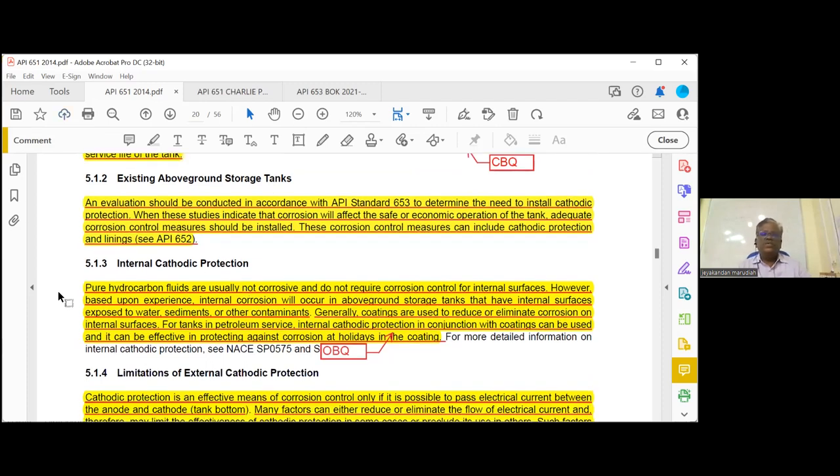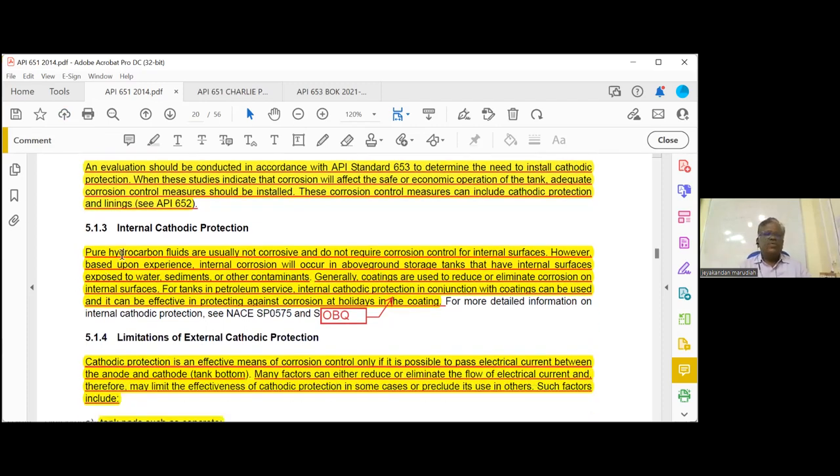Then internal cathodic protection. Pure hydrocarbon fluids are usually not corrosive and do not require corrosion control for internal surfaces. However, based upon experience, internal corrosion will occur in aboveground storage tanks that have internal surfaces exposed to water, sediment, and other contaminants. Generally, coatings are used to reduce and eliminate corrosion on the internal surfaces. The next line is important. For tanks in petroleum service, internal cathodic protection in conjunction with coatings can be used, and it can be effective in protecting against corrosion at holidays in the coating.